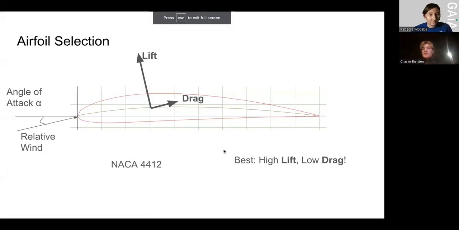So the lift is going to be perpendicular to the angle of relative wind, and the drag is going to be parallel to that vector. And the angle defined between the angle of relative wind and the chord axis is called your angle of attack. The angle of attack is changed and optimized for a single airfoil to maximize lift and minimize drag. That's the goal. That's how you create maximum power.